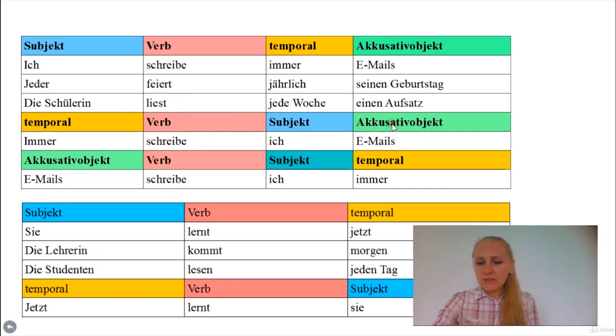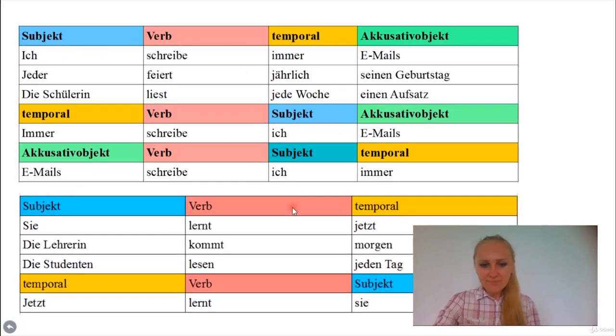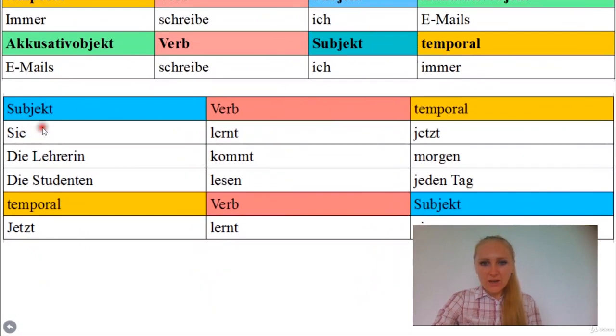If you want to stress the accusative object, or the object in general, could be also the dative object, you put it at the beginning, but then the time comes at the end, because the verb always needs to take the second position, and then comes the subject, if you don't start with the subject. Okay? Then, the next part here, we have a subject, a verb, an indication of time.